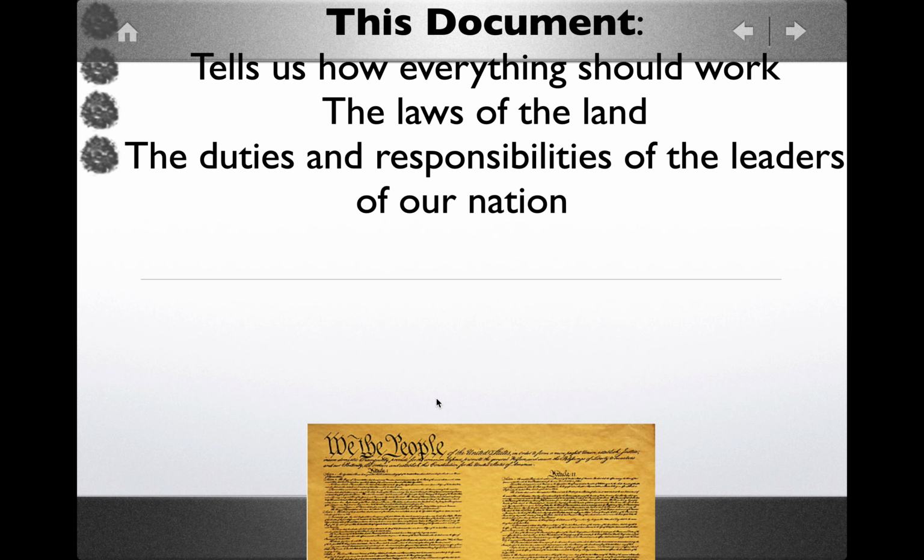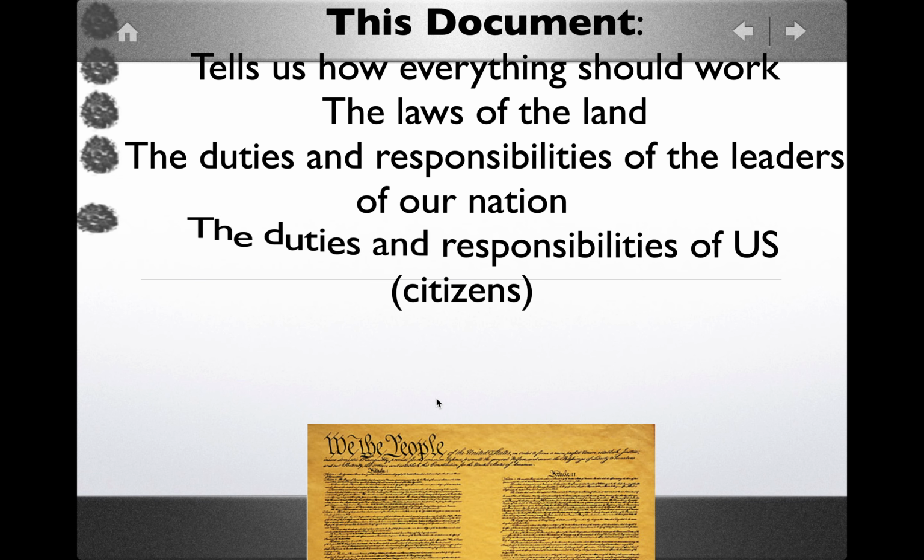The duties and responsibilities of leaders of our nation, very important. What is the duty of the president? What are the duties of legislators? Do they just get elected? They sit there and they vote sometimes? Can they just not show up? I don't know. It says in the Constitution what they can do. Does the president have the power to just make laws whenever he wants? Probably not. That's the legislative branch. It says in the Constitution. The duties and responsibilities of us as citizens.